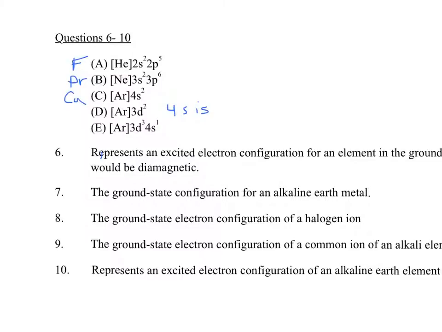4s is missing. So that tells me that something is being excited right there. And then finally, we've got E, which is 4s1, 3d3. What's weird about that?